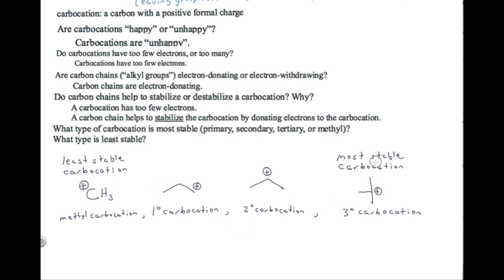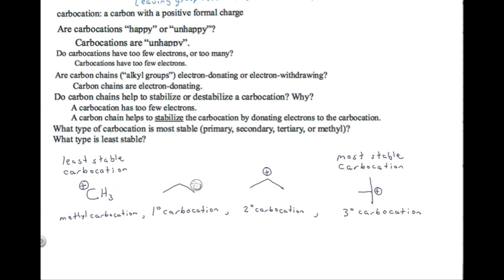Tertiary carbocation is the most stable because it's attached to the most carbon chains. Each of those carbon chains is electron donating, so they each can help to donate electrons towards this positive charge to help stabilize the positive charge. A secondary carbocation is somewhat less stable because it only has 2 donating carbon chains. Primary is less stable again because it only has 1 donating carbon chain.